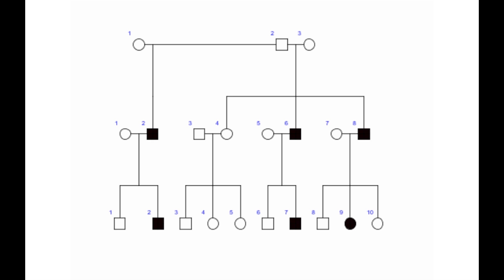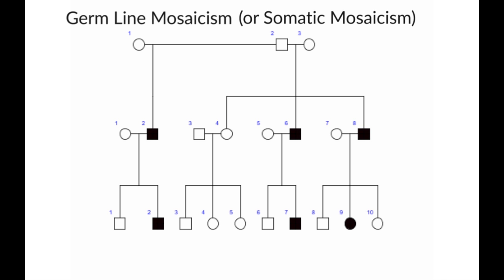This would be an example of germline mosaicism, where this individual must have carried more than one sperm with this particular mutation and therefore transmits it to multiple offspring. In principle, this could also be somatic mosaicism, where he has little or no evident phenotype.